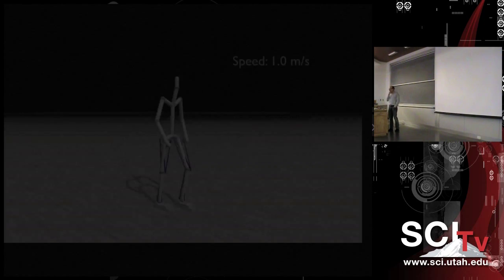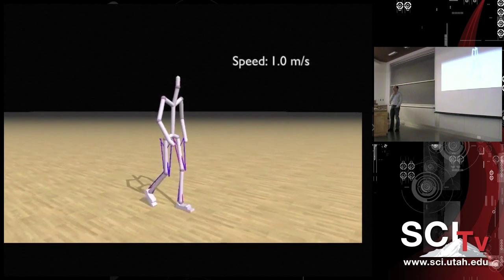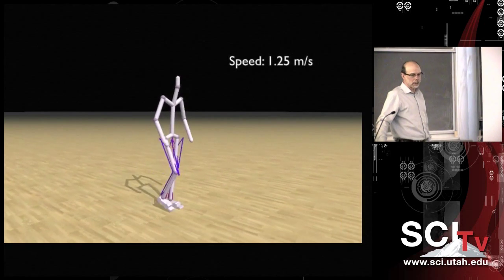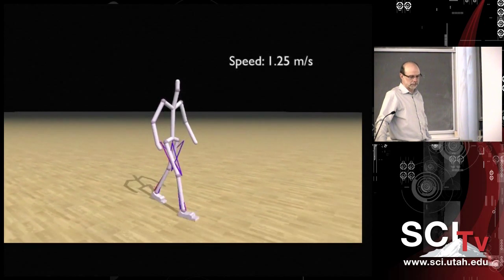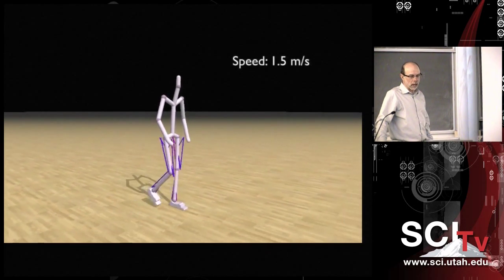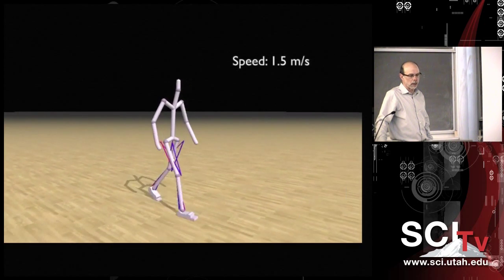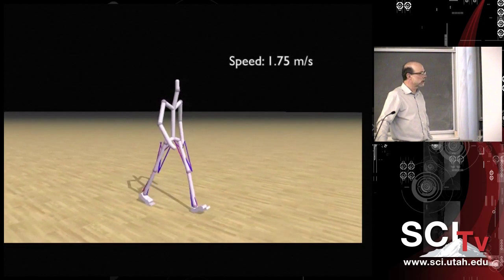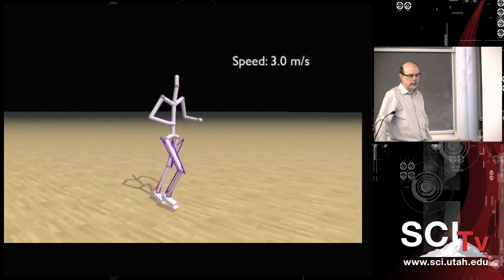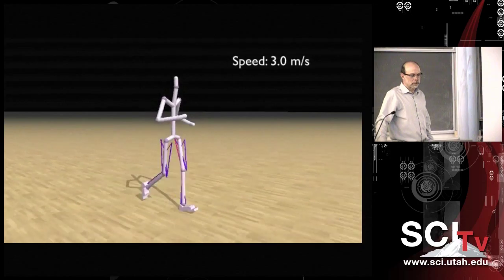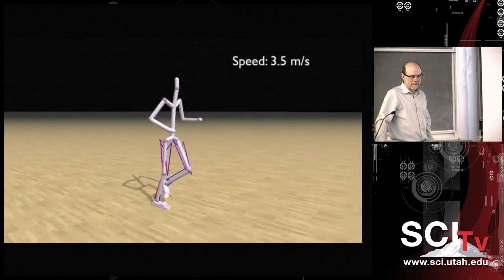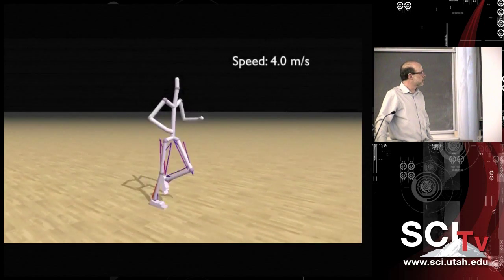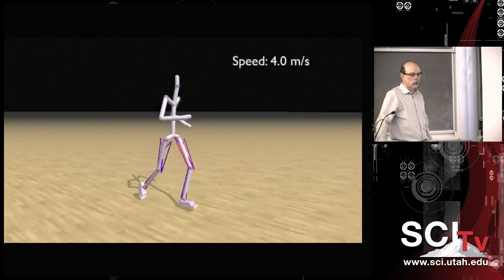And then the same controller works for a range of walking speeds. So 1 meter per second is a pretty slow walk. This is about self-selected speed. 1.5 is a pretty fast walk. This is about as fast as you can walk without running. So the same controller works for all these speeds. This is about as slow as you can run without walking. And so it's pretty nifty. The same control parameters can generate this whole range of gaits.